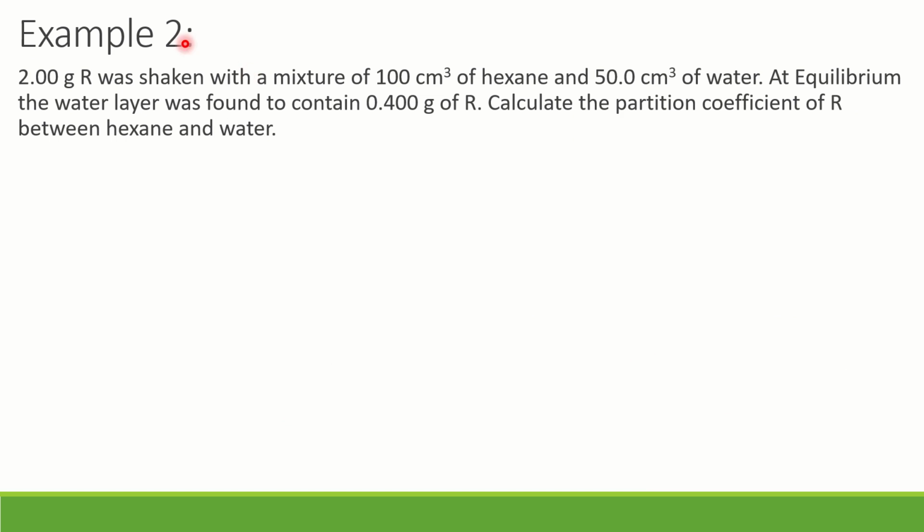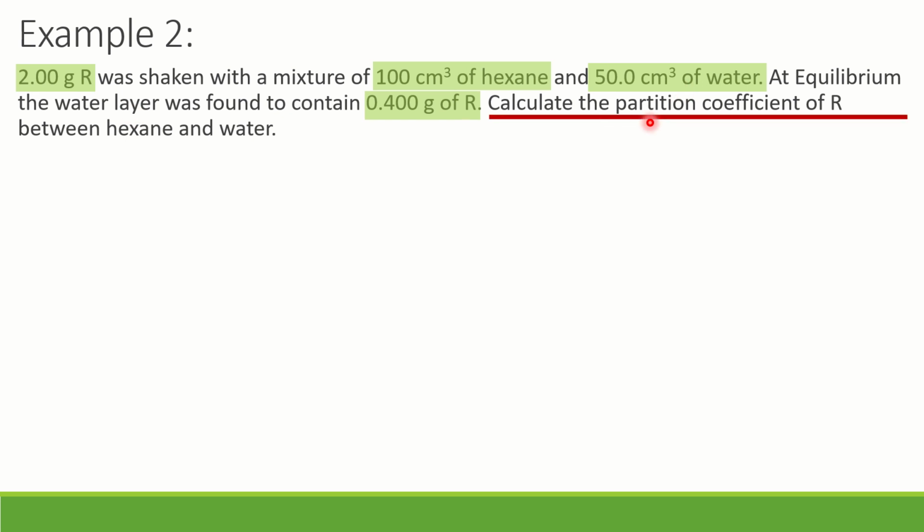Now moving on to the next one, example number 2. This one is a bit harder. What happened here is that you have 2 grams of R, and it is shaken into a mixture of 100 cm cube of hexane and 50 cm cube of water. R here is your solute, and the hexane and water are your solvents. After you reach equilibrium, there are 0.4 grams of R in water. Calculate the partition coefficient of R between hexane and water.